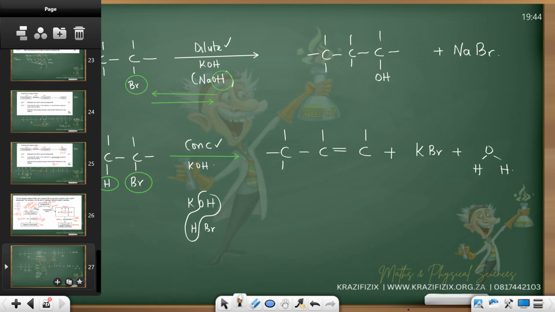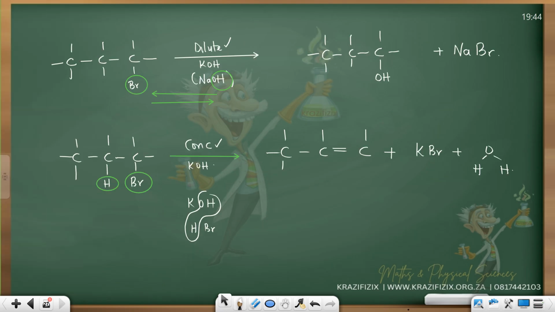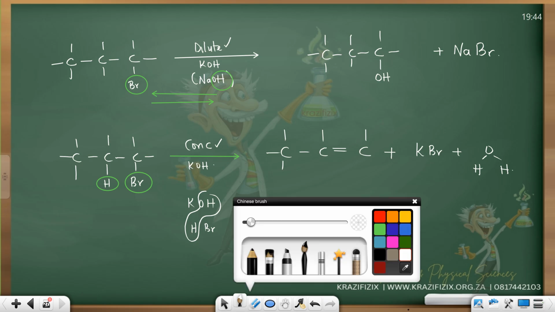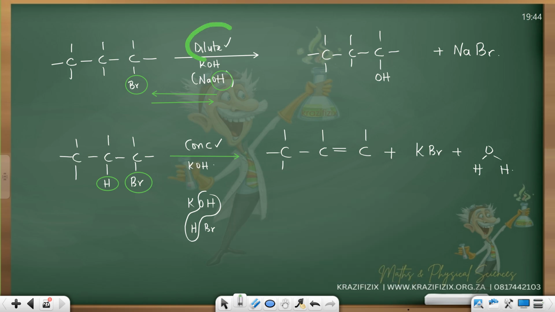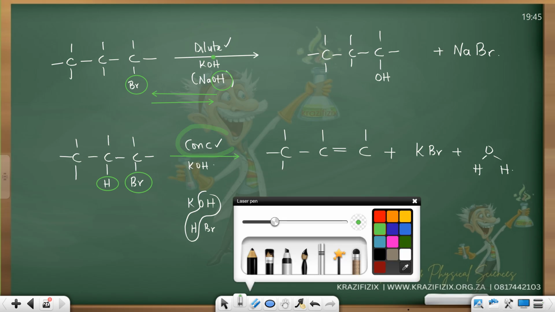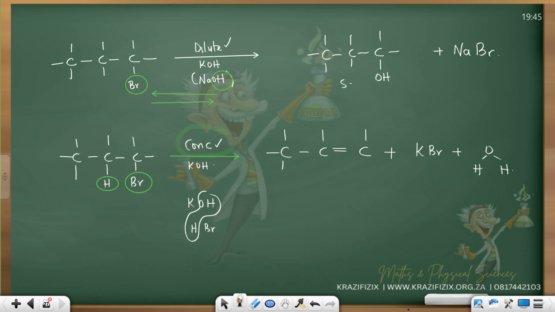All right, guys, I want to ask you here. Can you see a difference? My first difference is this. When I'm using dilute, I'm substituting. But when I'm using concentrated, I am removing. So you would notice saturated. But apart from that, look, we have two other products.